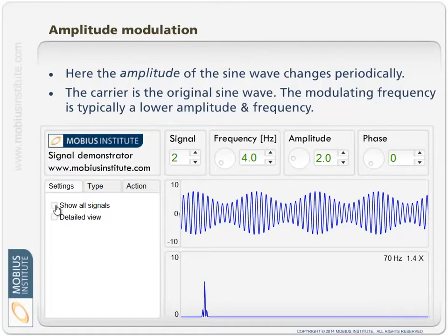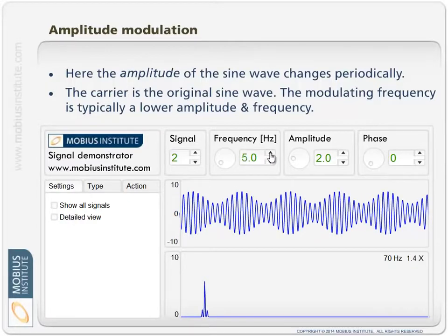There's just the combination of the two. Now, while I'm doing all this, if I increase the frequency, we see the rate at which it rises and falls is now 5 times a second, so they're sort of bunching together. We can change the amplitude as well.